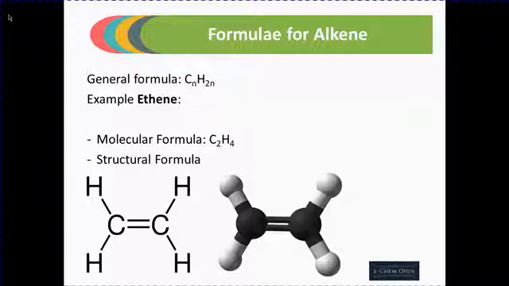Formulae for alkene. The general formula for alkenes is CnH2n. For example, ethene. The molecular formula is C2H4. And the structural formula can be seen below.